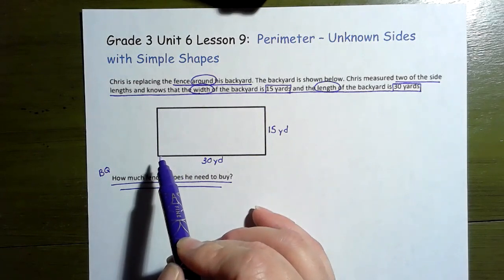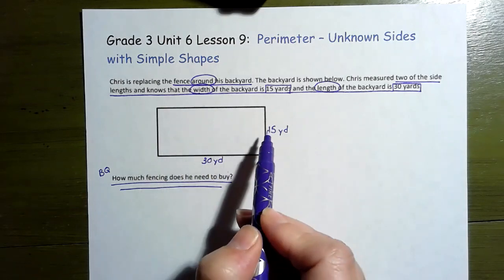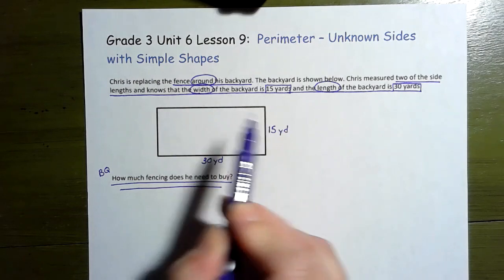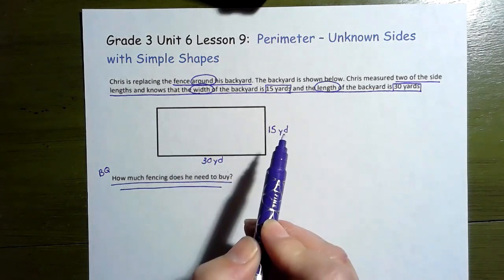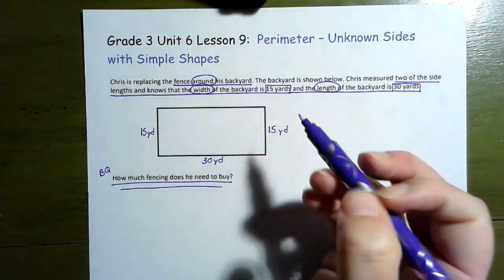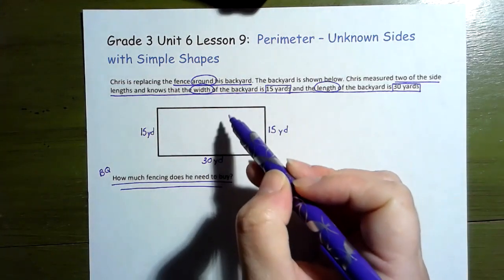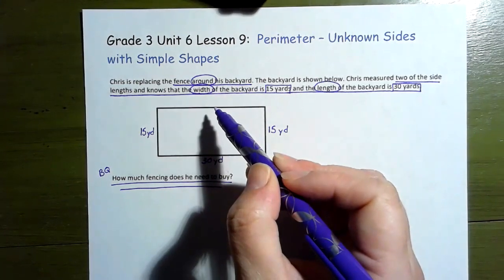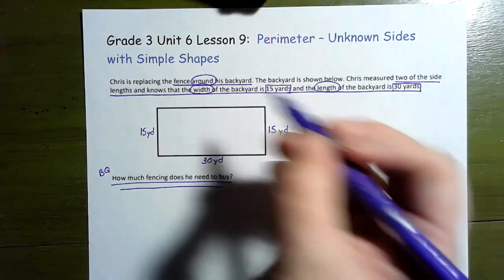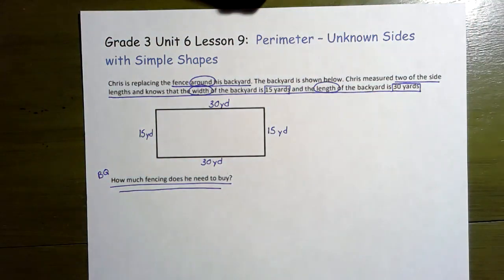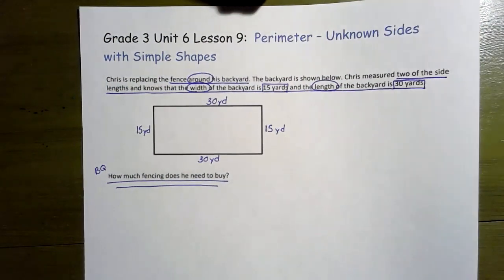Say it to your screen. That's right. In a rectangle, we know that the opposite sides are equal. So if this side is 15 yards, this side also has to be 15 yards. Let's label that. And again, in a rectangle, opposite sides are equal. So if this side is 30 yards, this side is also, you got it, 30 yards. I'm going to make note of that below before we forget.